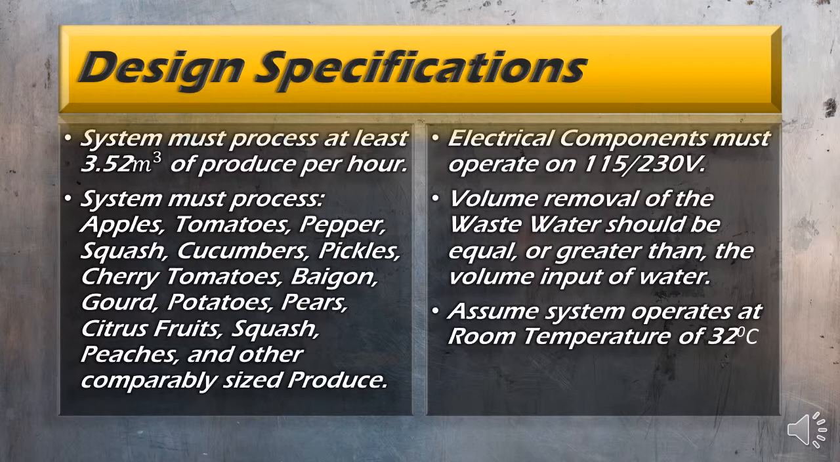Our specifications are of various types when designing the TWH-1650, such as it must be able to produce 3.52 cubic meters of produce. It must also be able to process many raw products such as apples, tomatoes, pepper, cucumbers, and various others. It also uses electricity to power the electric motors, and it should run on 115 to 230 volts. The volume of water used in the system when cleaning the fruits and vegetables should be equal to or greater than the volume of water that is placed into the system. It also should be assumed that the system runs at a room temperature of 32 degrees C.